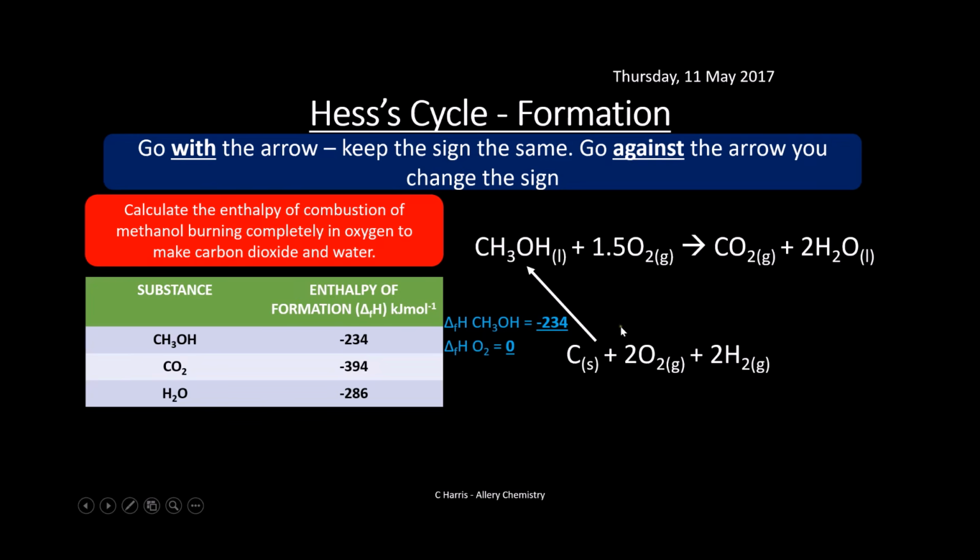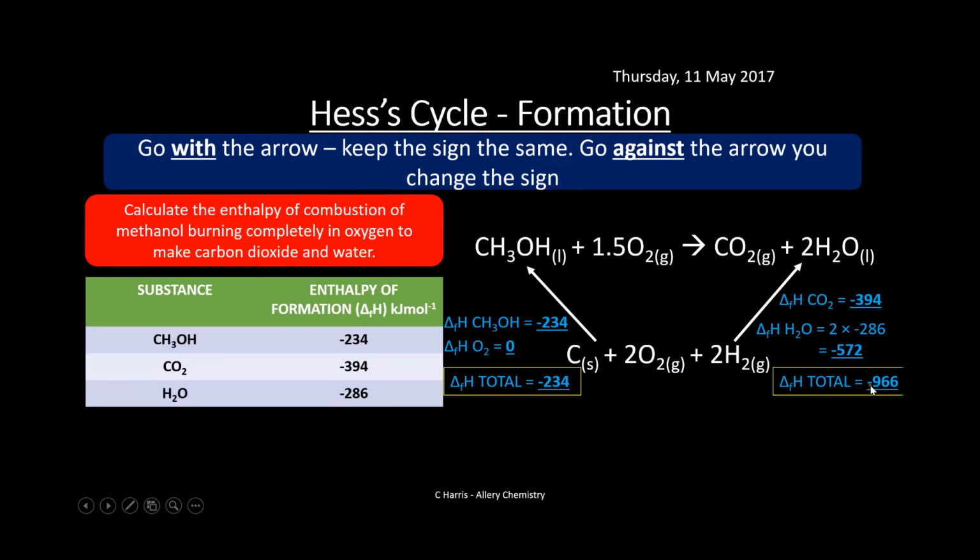Enthalpy of formation of oxygen is 0. Enthalpy of formation of elements is always going to be 0. We've got 0 here and 0 here. It's O2. It hasn't changed from here to here, so it's 0. So the total on that side is minus 234. We take our attention onto the other side now. The enthalpy of formation of carbon dioxide is minus 394, because we've got it there. The enthalpy of formation of water, because we've got two of them, we have to do two lots of minus 286, which gives us minus 572. Stick our total in, minus 966. That's the enthalpy of formation.